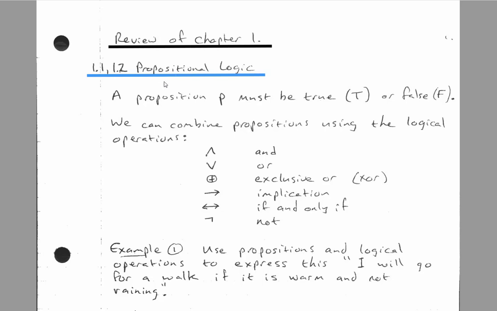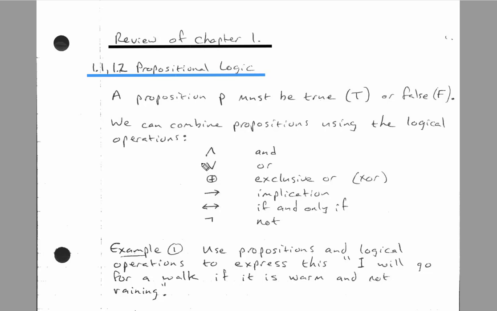Alright, so first we looked at propositional logic. Working with propositions, a proposition P must be true or false. So just two options for a proposition. You can combine propositions. We have these logical operations. And looks like this, or, exclusive or, implication, if and only if.